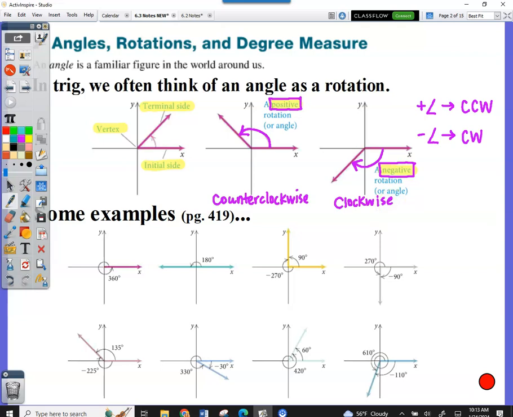Another thing that you need to remember that's going to come up a lot is being able to identify the quadrants. How many quadrants are there? There's 4. You need to know where they are. This is really important. The 4 quadrants start in the top right, and they count counterclockwise.